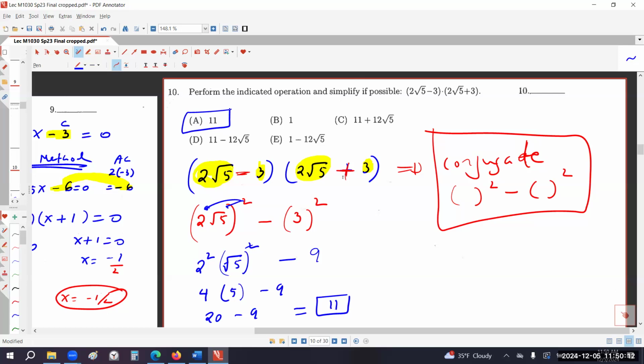If you have a conjugate, don't waste your time by multiplying them. Just use the squares, perfect squares.